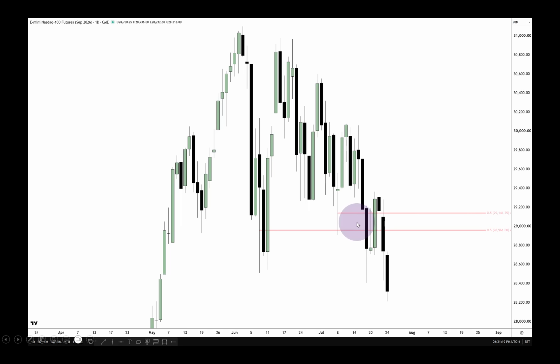In addition to that, we have this sell side imbalance, buy side inefficiency. So we're looking at wick to wick.